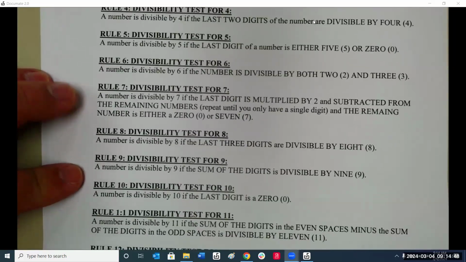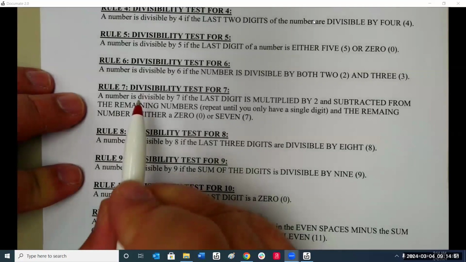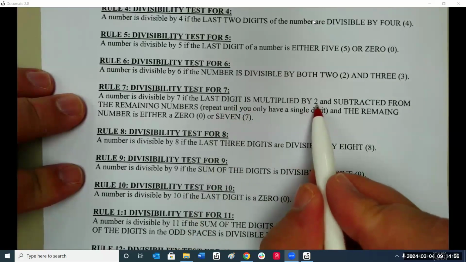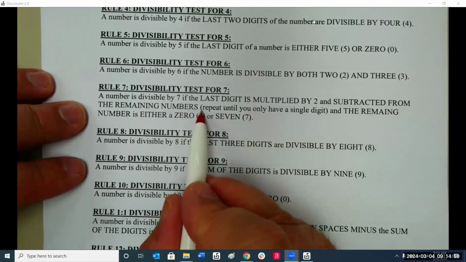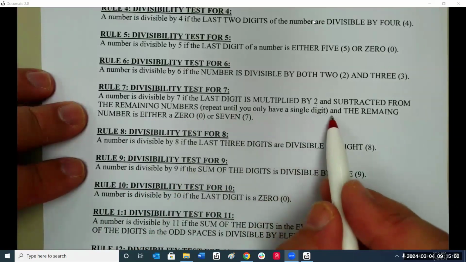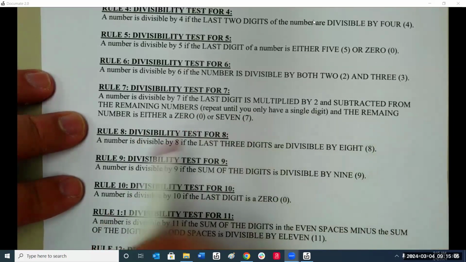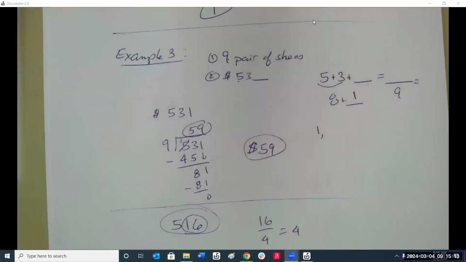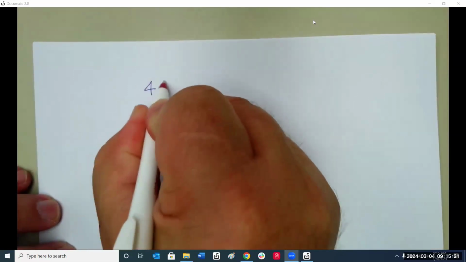7 is the most difficult one. A number is divisible by 7 if the last digit is multiplied by 2 and subtracted from the remaining numbers, until you only have a single digit and the remaining number is either 0 or 7. It's a process. Is 49 divisible by 7? Yeah, we know it is, but let's use this rule.